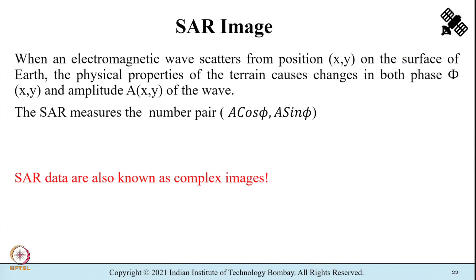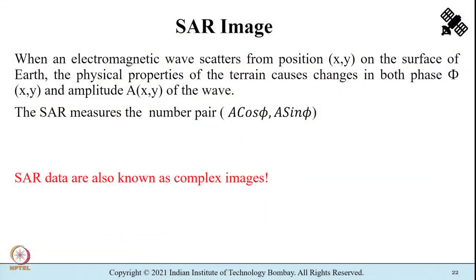In the first module, we discussed electromagnetic waves: what is amplitude, what is wavelength, what is phase, what is frequency. Whenever an electromagnetic wave is scattered from a position, say a position XYZ on the surface, the physical properties of the terrain cause a change in both the phase as well as the amplitude of the wave. And what a synthetic aperture radar measures is this number pair, A cos phi, A sin phi, where A is the amplitude and phi is the phase. Because of this, SAR data are also known as complex images, okay?